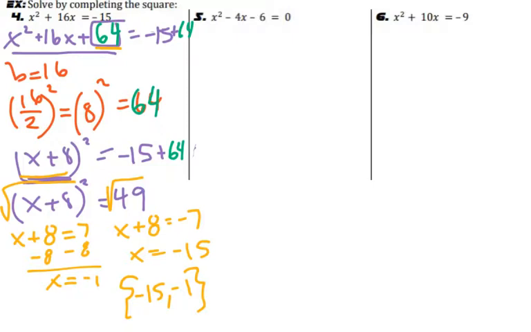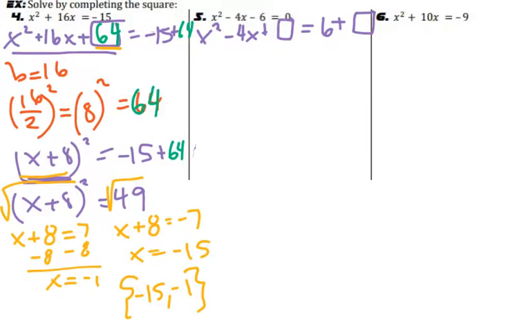So for number 5, the constant is not on the other side. So the very first thing I'm going to do is add 6 to both sides so that 6 is over on the right-hand side of the equal sign, just like it was on number 4. Now, I need to figure out what number is going to be added to both sides to complete the square on the left, to fill in the box on the left.